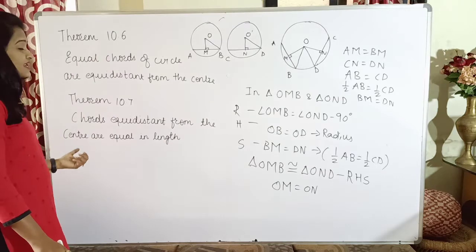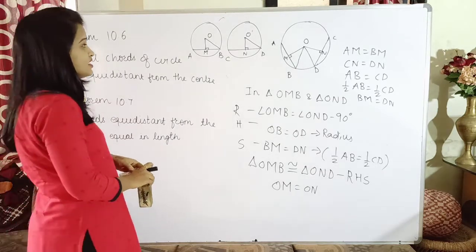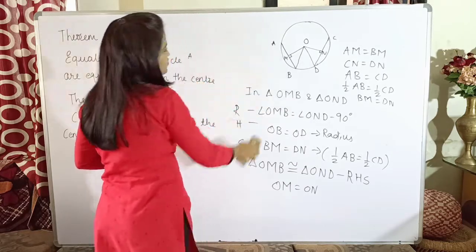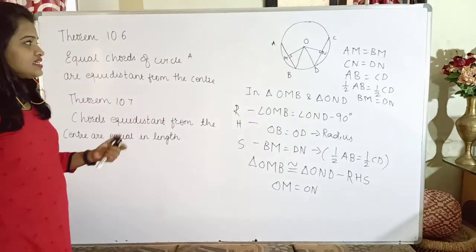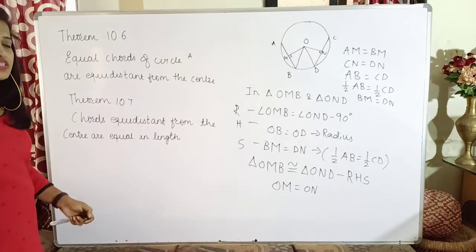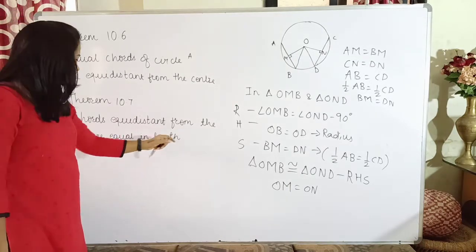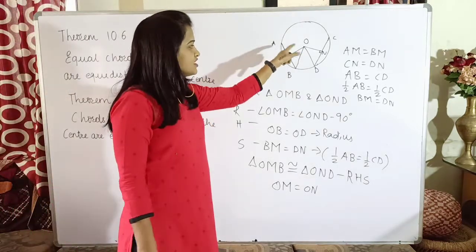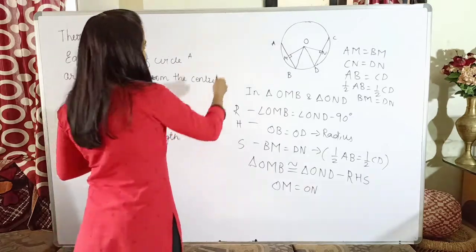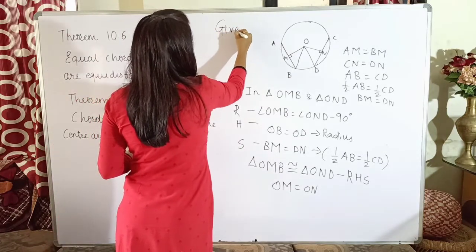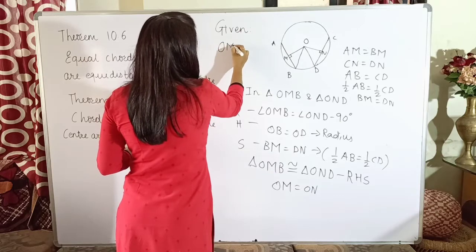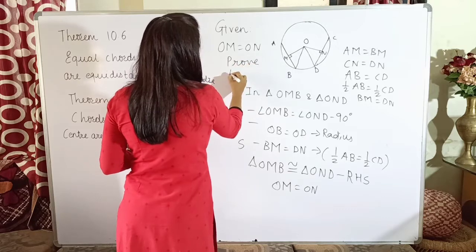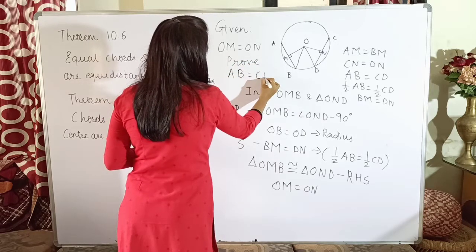Okay. Let us see its converse. Now the straight theorem says if the chords are equal in length, they are equidistant from the center. The converse says if they are equidistant, the chords are equal. The chords which are equidistant from the center are equal in length. It means OM is equal to ON. That is already given, and you have to prove that the chords are equal. It means you have to prove AB equal to CD.